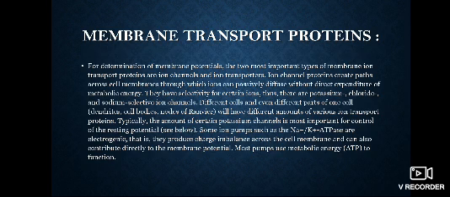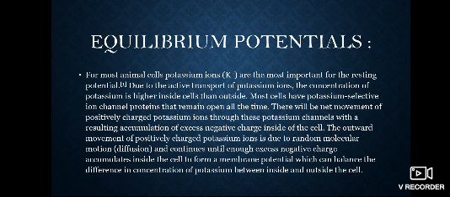Some ion pumps such as the Na plus, K plus ATPase are electrogenic, that is, they produce charge imbalance across the cell membrane and can also contribute directly to the membrane's potential. Most pumps use metabolic energy to function. Equilibrium potential. For most animal cells, potassium ions are the most important for the resting potential due to the active transport of potassium ions. The concentration of potassium is higher inside cells than outside.